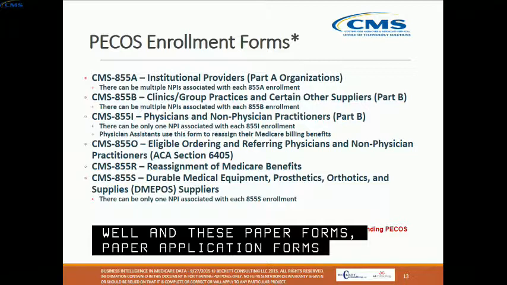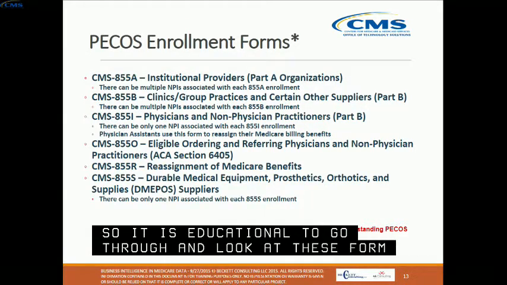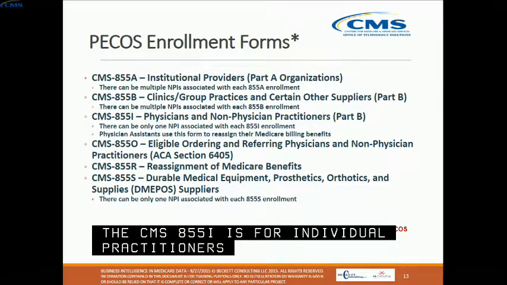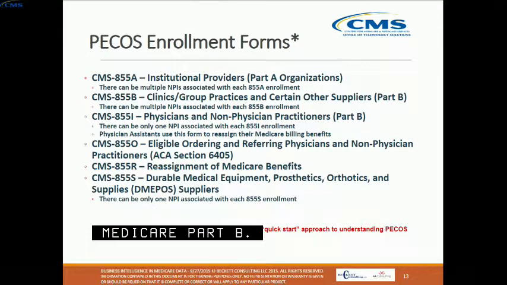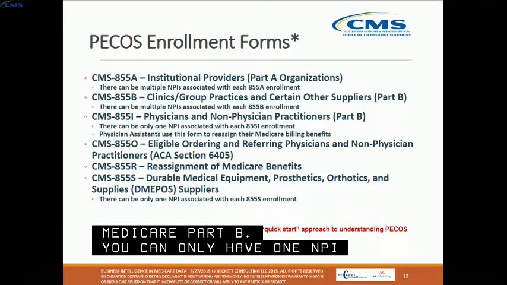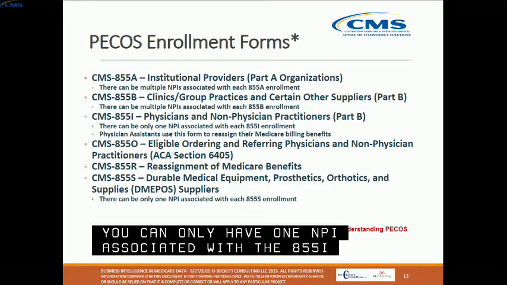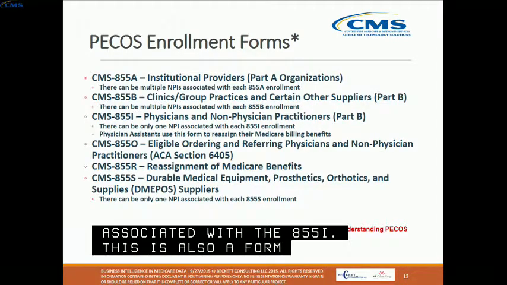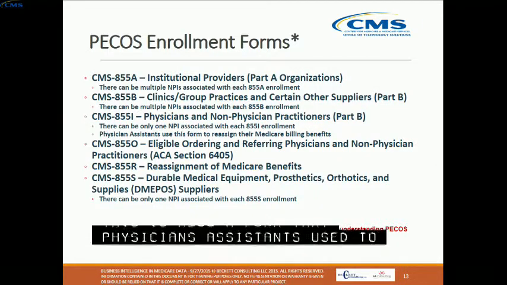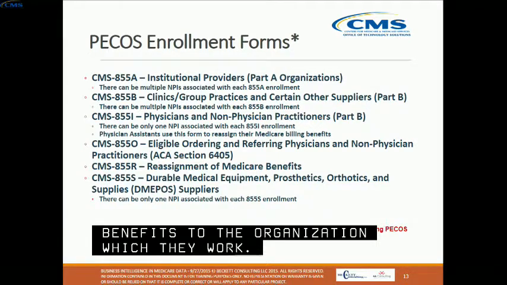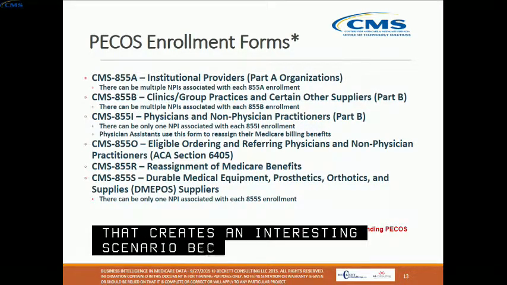The CMS 855I is for individual practitioners that are primarily billing Medicare Part B. And you can only have one NPI, since it's for an individual associated with the 855I. This is also a form that physician assistants use to reassign their Medicare billing benefits to the organizations with which they work. And that creates an interesting scenario because, as you see two more down, there's a CMS 855R, which is a reassignment of Medicare benefits.